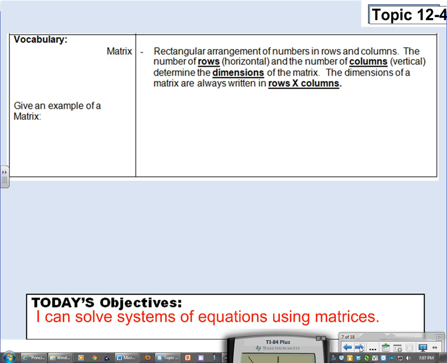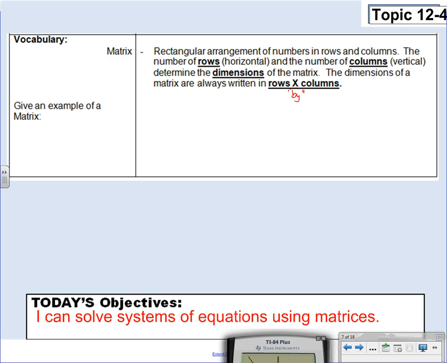When you see that little X, we say the word "by." It's kind of like when you go to Lowe's or Home Depot and get a piece of wood, you tell them you want a 2x4. You don't tell them you want an 8. You want a 2x4 because the 2 represents your width and the 4 represents your length.